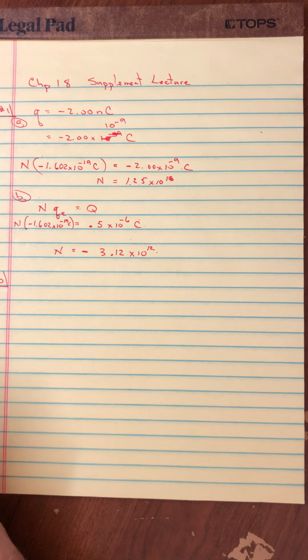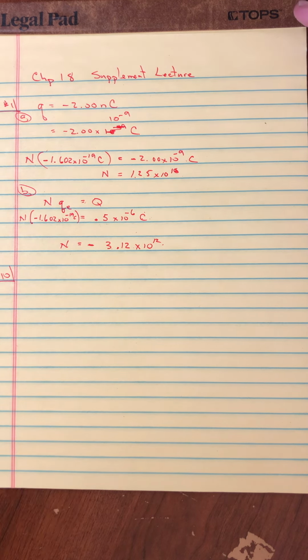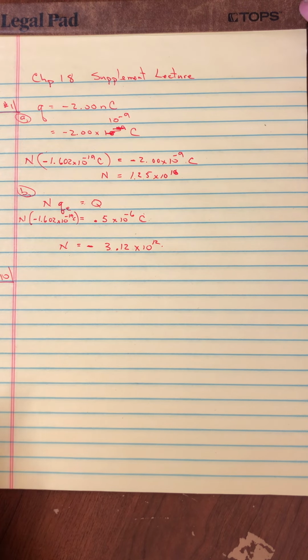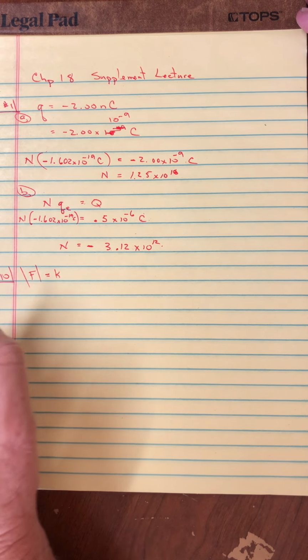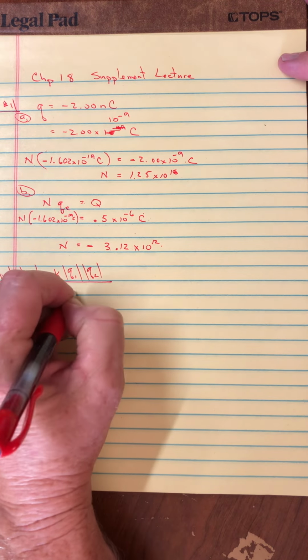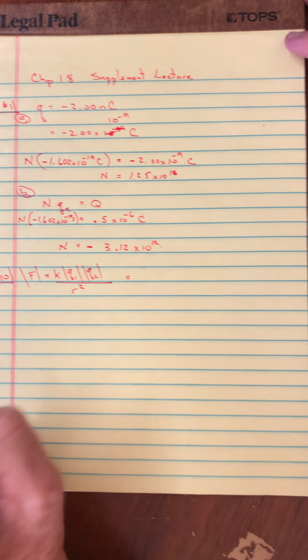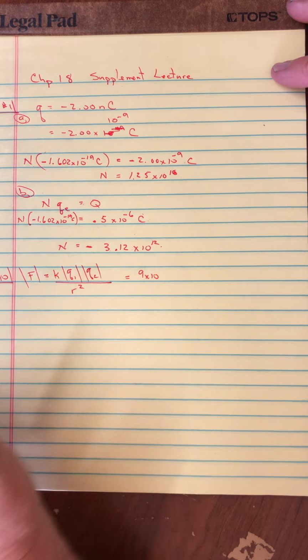Okay, let's try number 10. Let's see what 10 says. 10 says, what is the repulsive force between two pith balls that are 8 centimeters apart and have equal charges of negative 30 nanocoulombs? So Coulomb's law says the magnitude of the force is Coulomb's constant times the magnitude of the first charge times the magnitude of the second charge divided by the square of the distance. So this is pretty much plug and chug on this one.